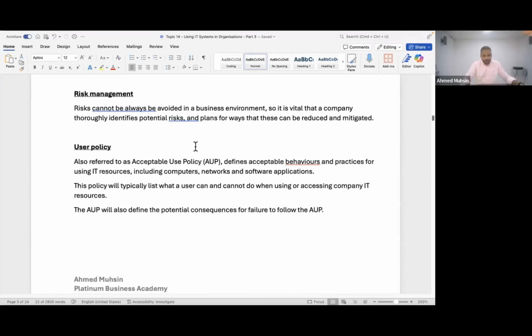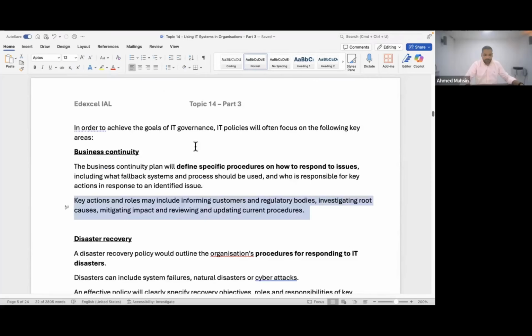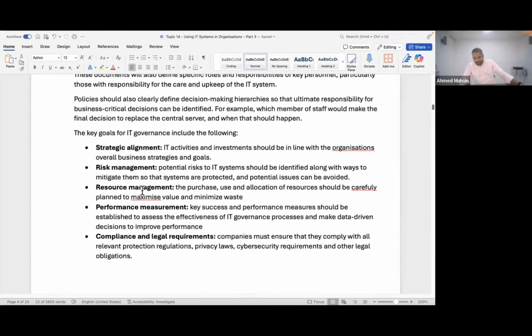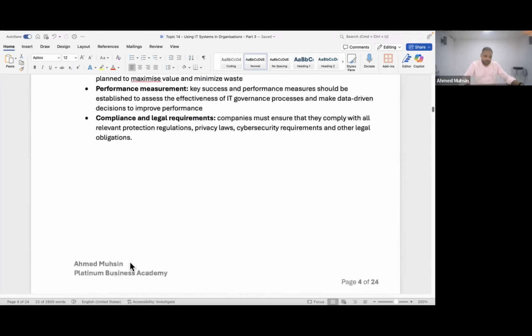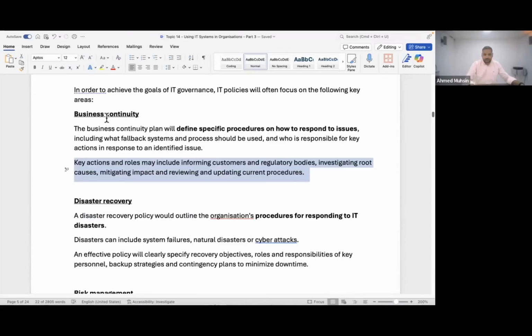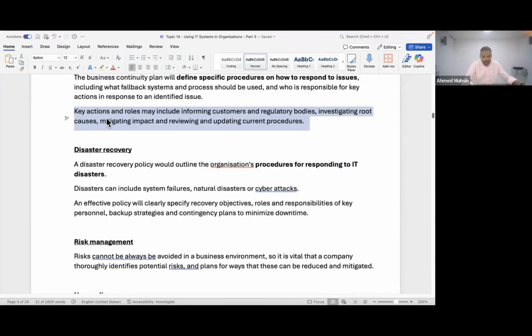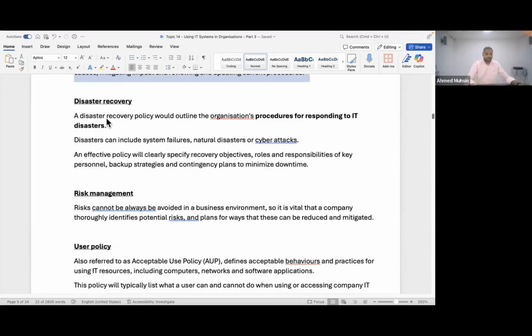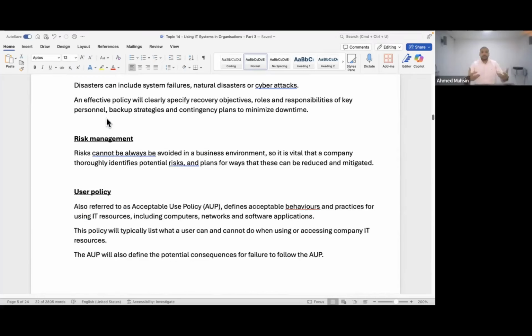Okay, so everybody, we went through a few IT governance points, and then we went through a few IT policies as well. We didn't talk about specific points. We basically spoke about groups. You need to have policies about continuing the business, policies in case of a disaster, policies about identifying risks, and policies about how users are expected to use your system. Everyone okay with this? Right.